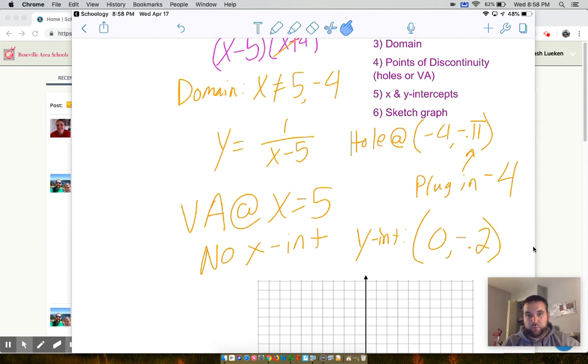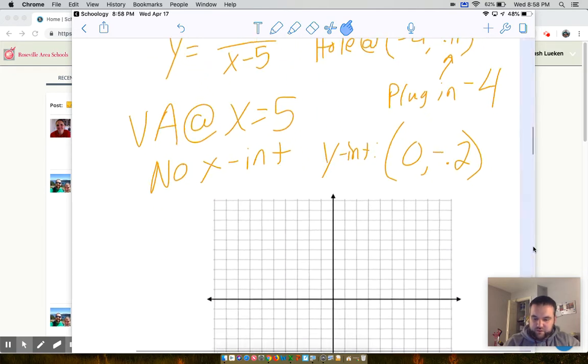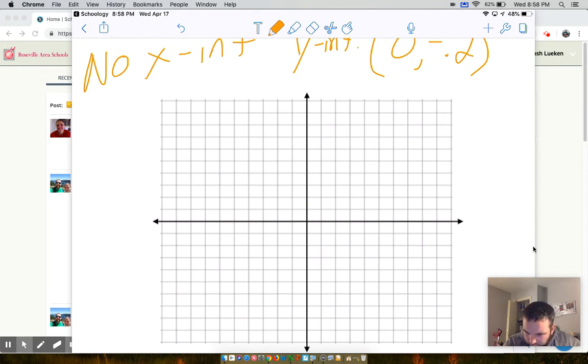Now I'm just going to put this on the graph, and then we'll use the calculator from there. So I've got a vertical asymptote at 5. I'm going to go to 5, 1, 2, 3, 4, 5. Here's my vertical asymptote. We saw earlier that I have a horizontal asymptote at 1.